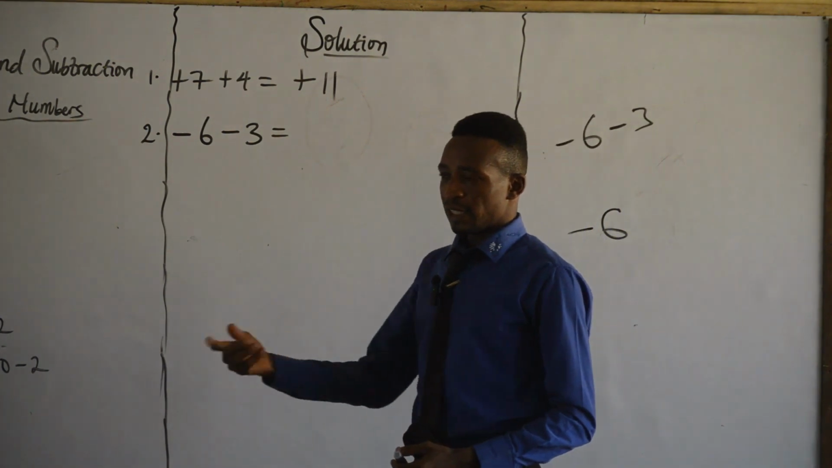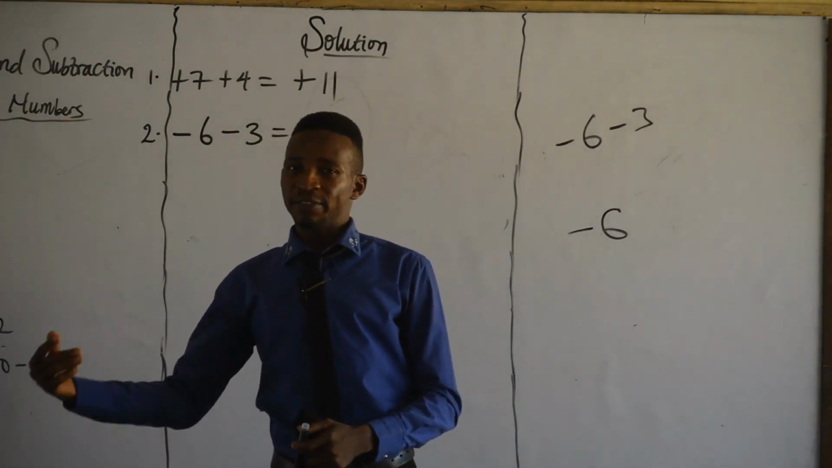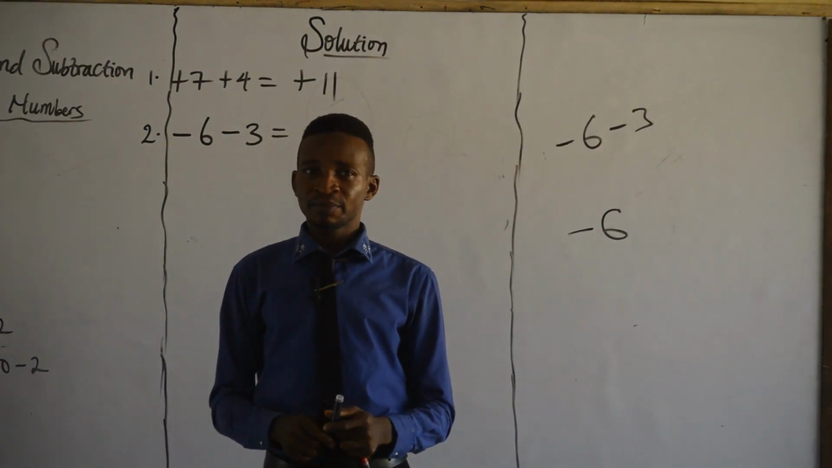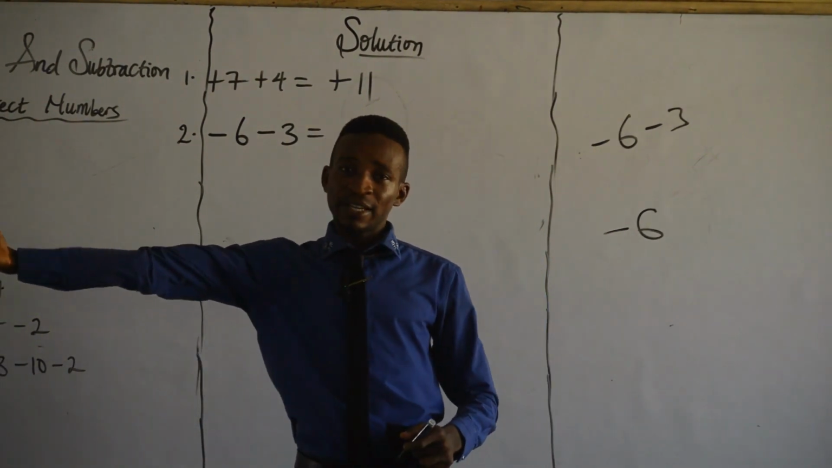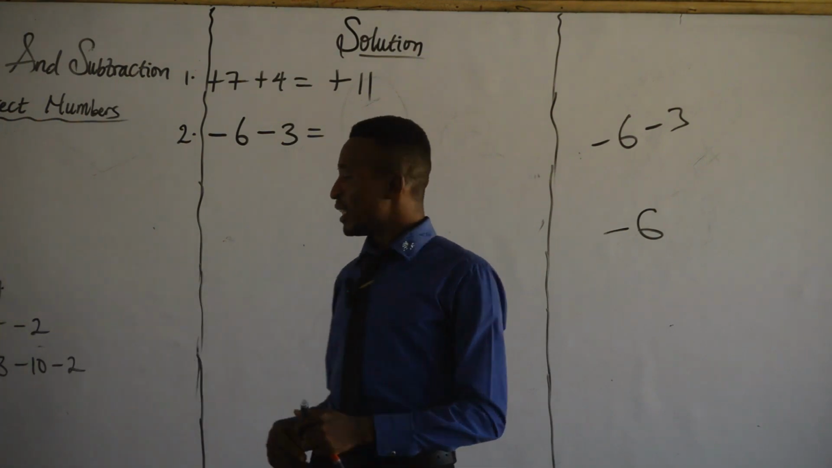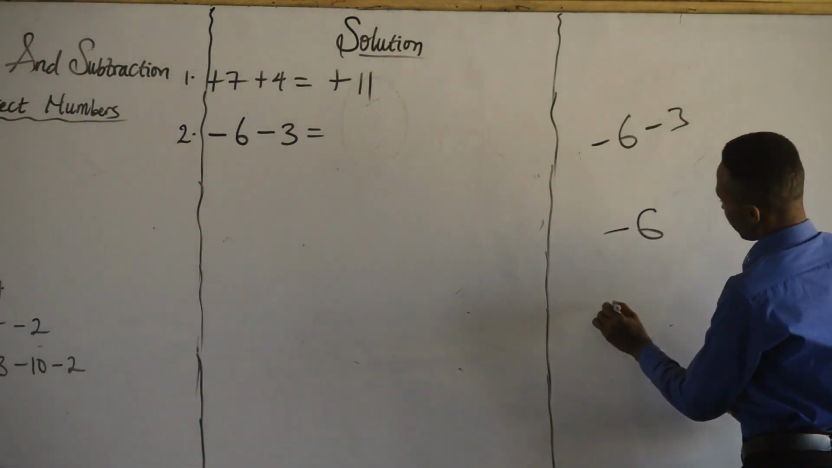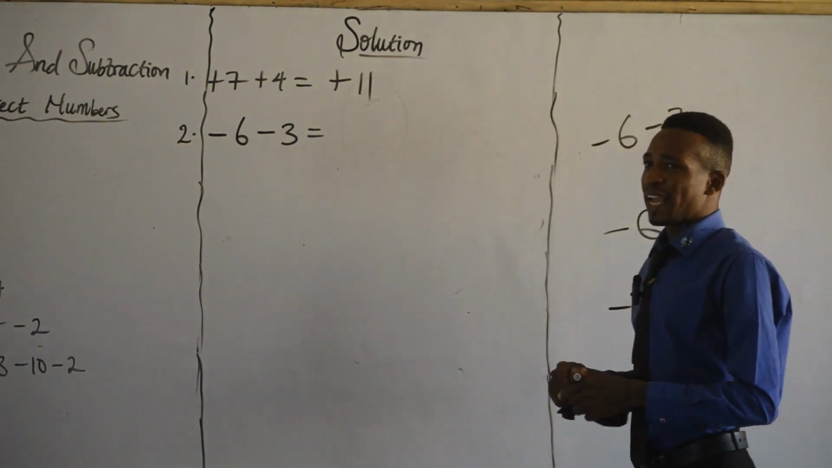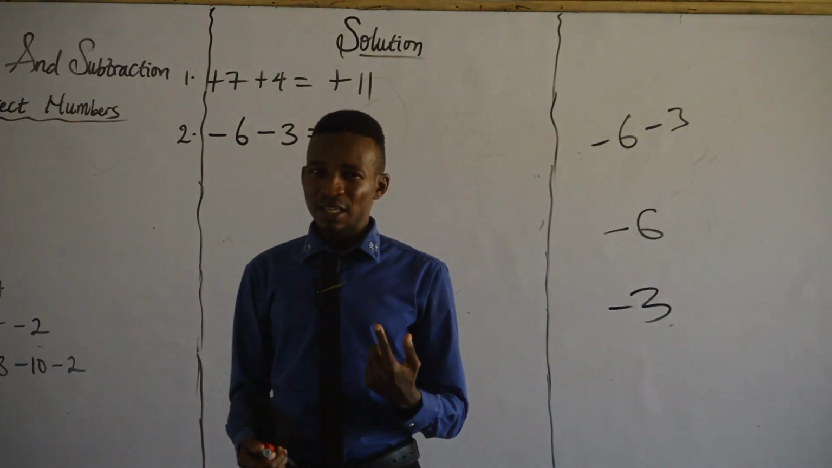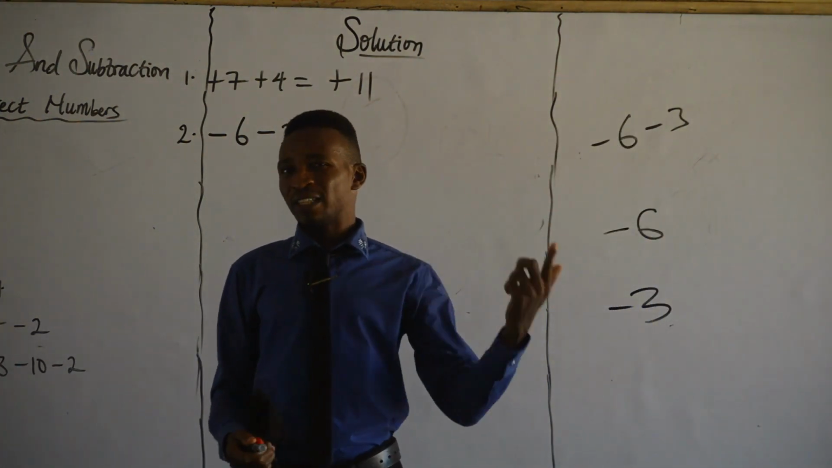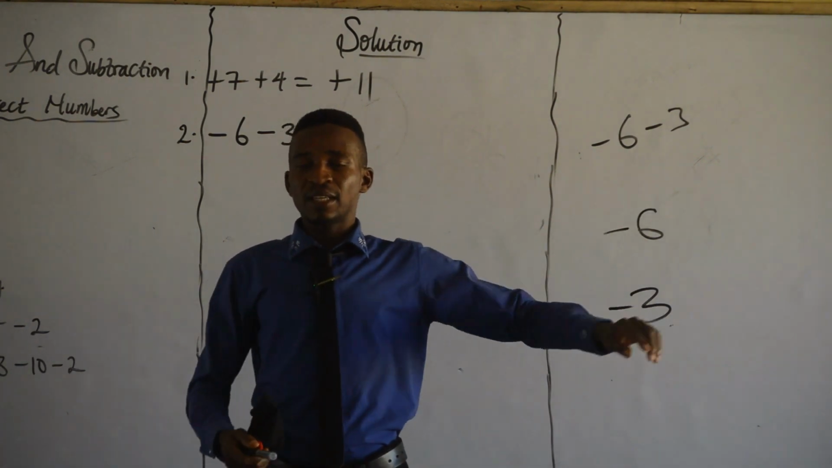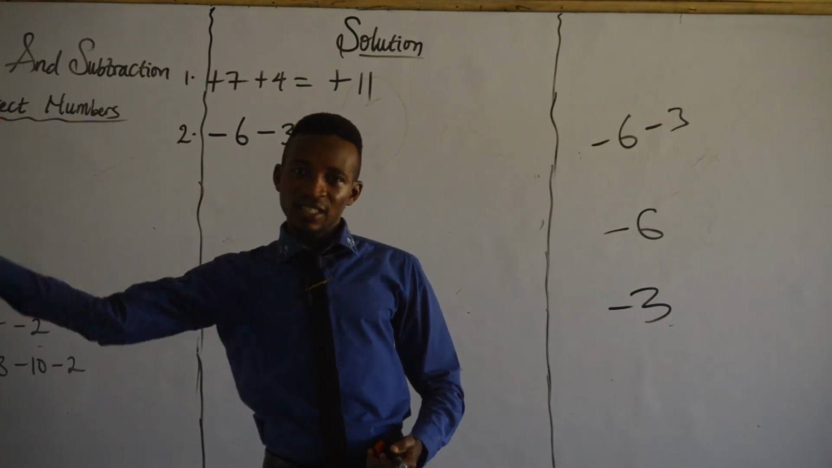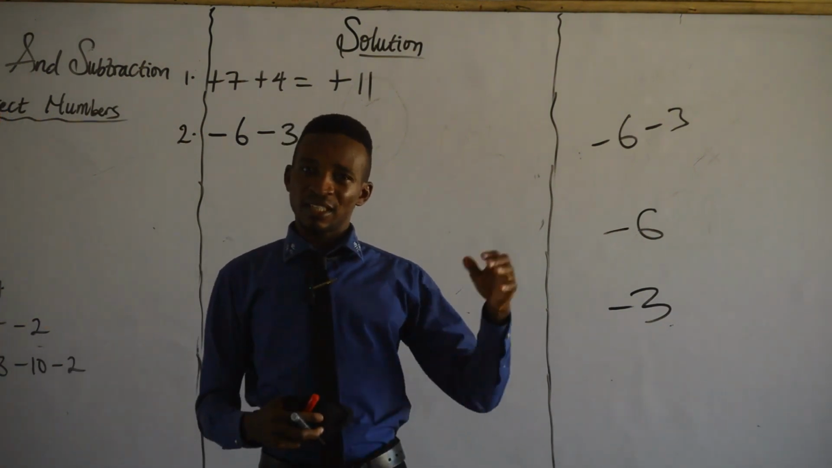Now, let's imagine that we have a friend that we are owing 6 naira. Let's assume the friend is my right hand. I'm owing my right hand 6 naira. Then the next one is minus 3. I'm owing another friend 3 naira. Let's assume that second friend is my left hand here. So that means I'm owing the right hand 6 naira, and I'm owing my left hand 3 naira.